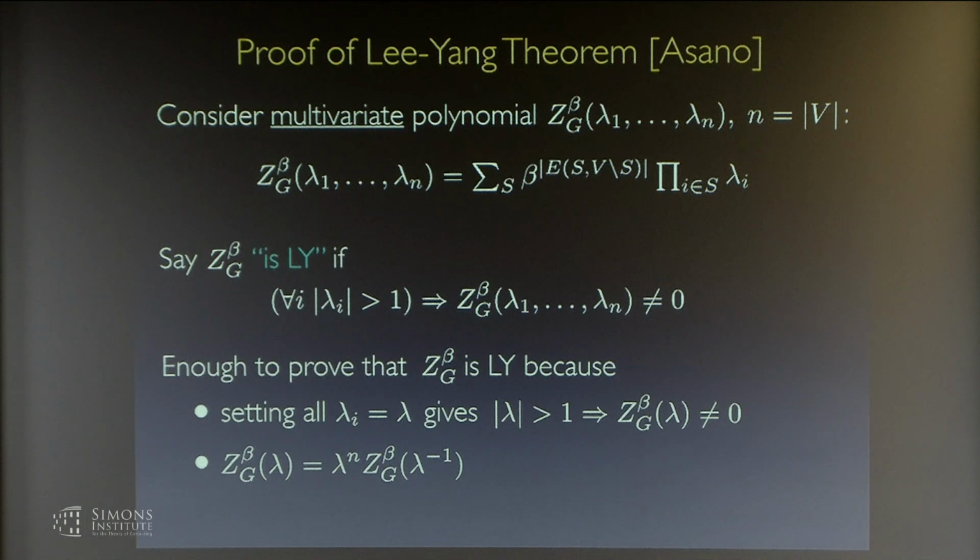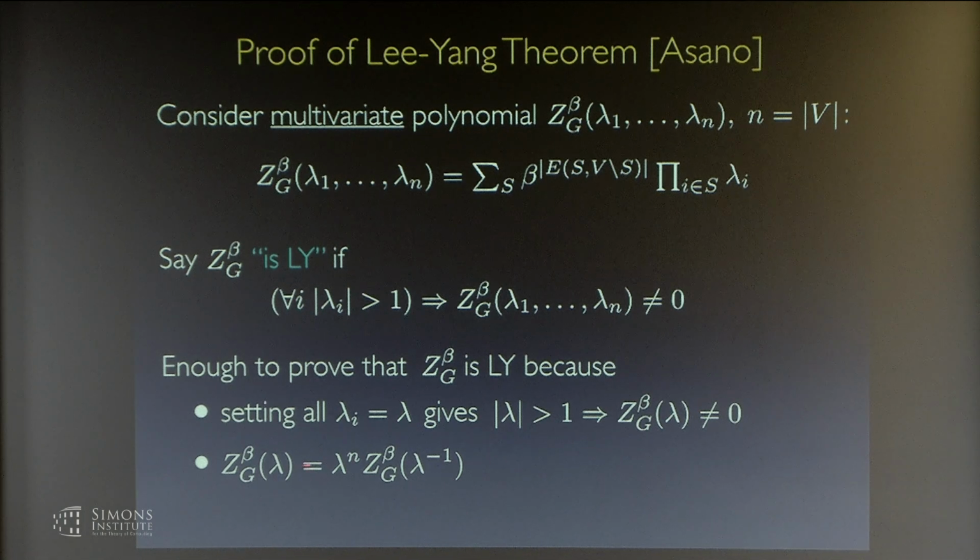And I claim it's sufficient to show the following. Let's define: let's say the multivariate polynomial is Lee-Yang if it has the following property, that if all of the lambda i's are in absolute value bigger than 1, so they all lie outside the unit circle, then the polynomial is non-zero. Okay, so if we project back down to the univariate version, we set all the lambda i's to be equal to lambda, then it says that if lambda's outside the unit circle, we have no zeros.